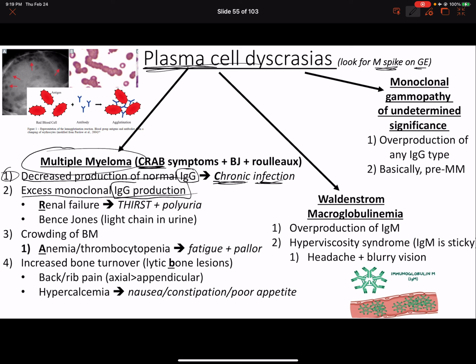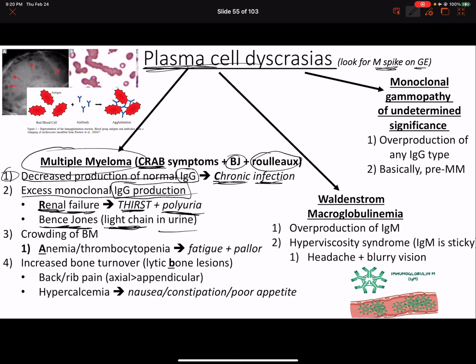At the same time, with excess IgG production, these are irregular, non-functional IgGs, but nevertheless there are still way too many proteins in the blood, and these proteins are going to be damaging to our kidneys and our bladders, so we have a lot of renal failure associated with this. This is going to cause the clinical presentation of thirst and polyuria, people peeing a lot, and you'll find Bence-Jones proteins, which are just the light chains of the IgG overproduction in the urine. Also note that the Bence-Jones proteins are something you should look for.